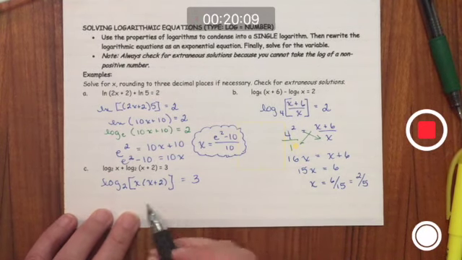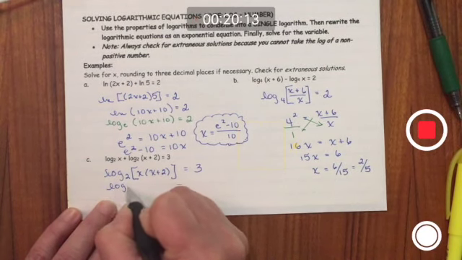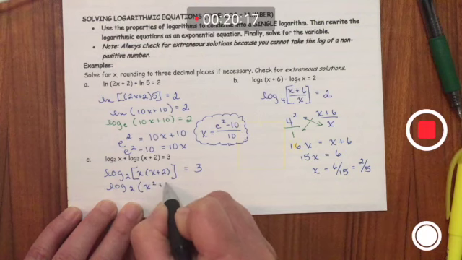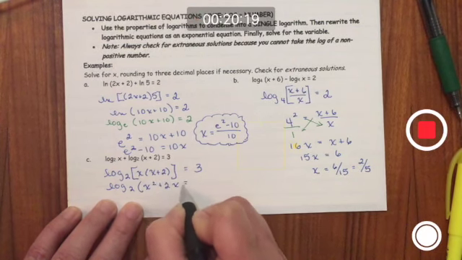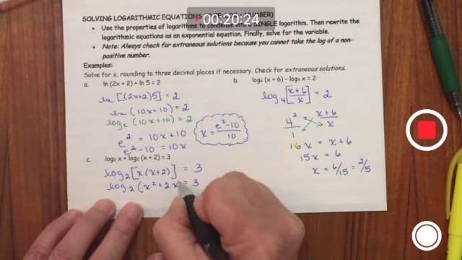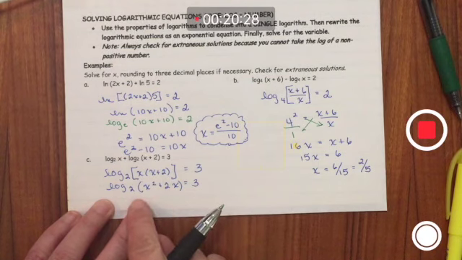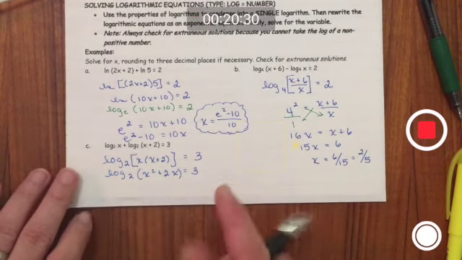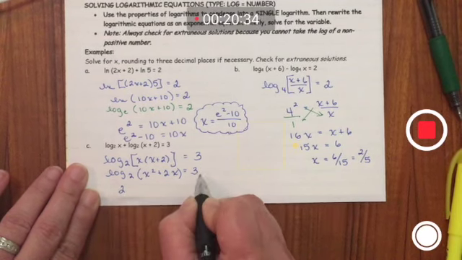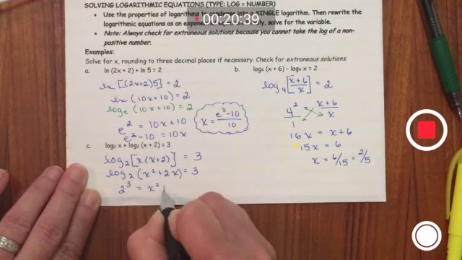Now, I'm going to go ahead and simplify what we have in here. So this is the log base 2 of x squared plus 2x is equal to 3. And then a log equal to a number can be rewritten as an exponential. So I'm going to take the base of 2 to the third power is equal to x squared plus 2x.